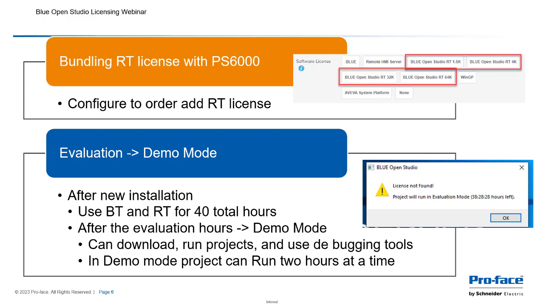And as we touched on a little bit, with the software there is an evaluation demo mode. After you do a new install, you can use the build time and the runtime for 40 total hours. After that time, we kick into a demo mode, where I can download, run projects, and use debugging tools, and I can run projects 2 hours at a time in demo mode.